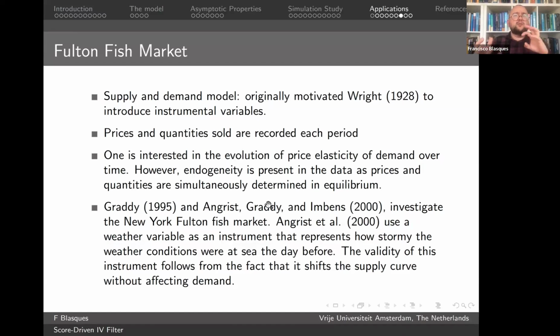However, there is endogeneity, right? Because both prices and quantities are determined jointly in equilibrium, essentially. And others have investigated this data set before. The instrument that is used is how stormy weather conditions were at sea level the day before, because it can account for shifts in the supply curve without affecting demand. It can account for shifts in supply as it determines the fish catch without affecting demand.